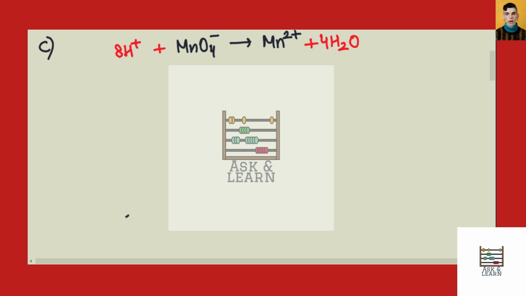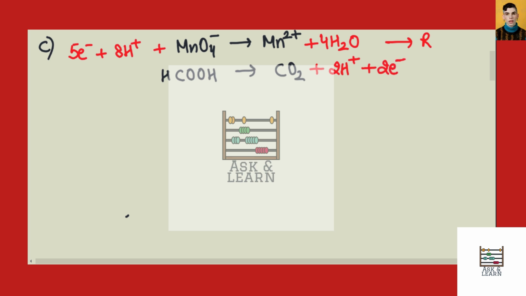Now we have to add electrons. On the left-hand side we have 7 positive, on the right-hand side we have 2 positive, so we add 5 electrons here, and this becomes our reduction reaction since we gain electrons. For the second half we have HCOOH, formic acid, giving us CO2. The oxygen atoms are already balanced, we just have to balance hydrogen atoms and electrons. So it's 2H+ this side, and then we add electrons to balance it. So this is our oxidation reaction.